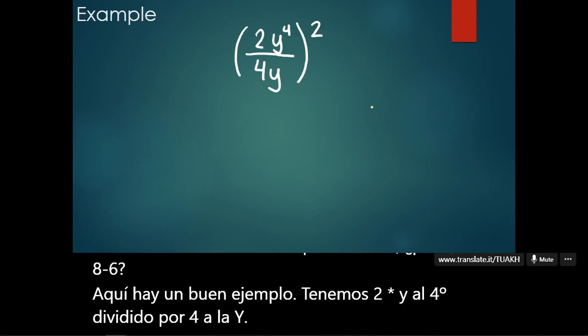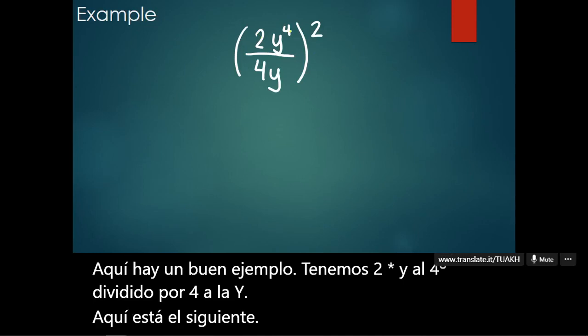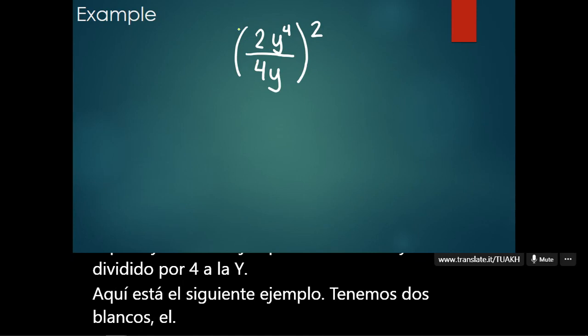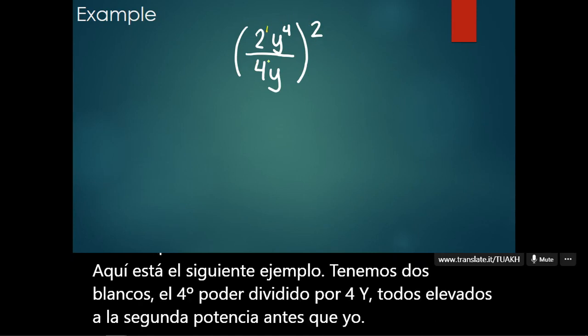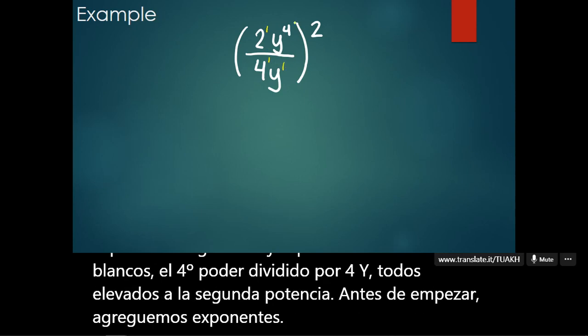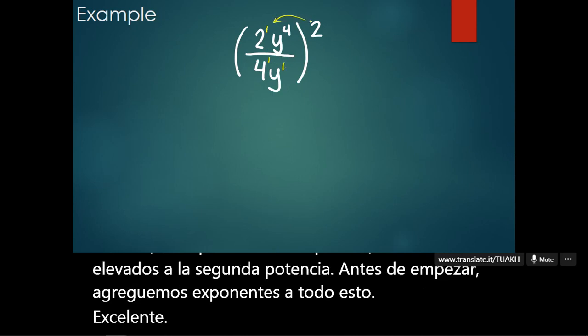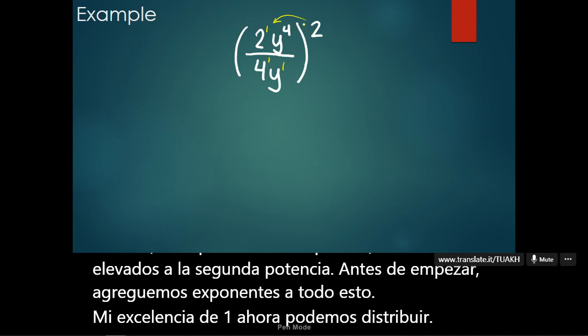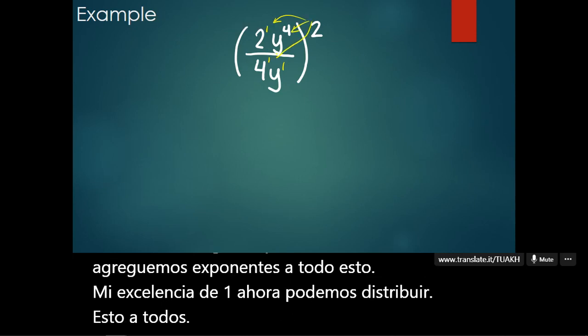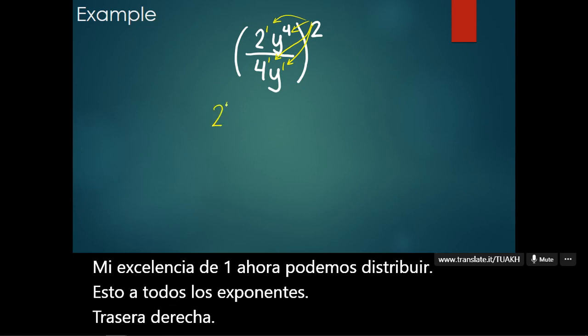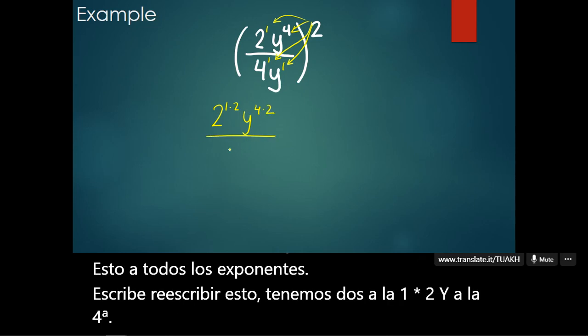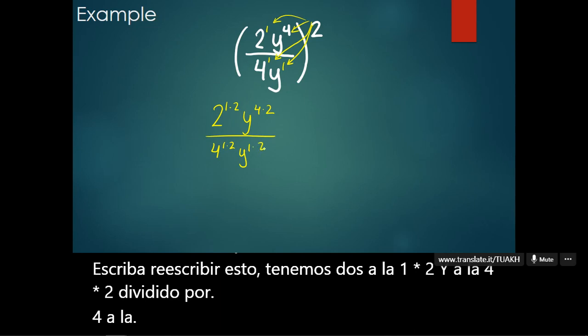All right, here is the next example. We have 2y to the 4th power divided by 4y, all being raised to the 2nd power. Before I begin, let's add exponents to all of these, exponents of 1. Now we can distribute this to all the exponents. All right, rewriting this, we have 2 to the 1 times 2, y to the 4 times 2, divided by 4 to the 1 times 2, and y to the 1 times 2.